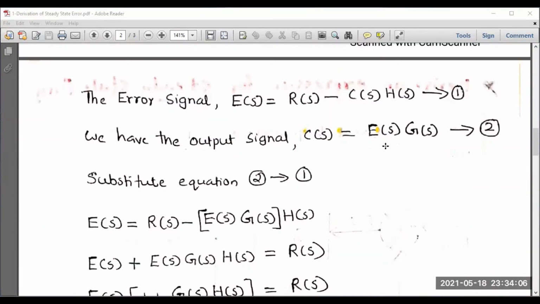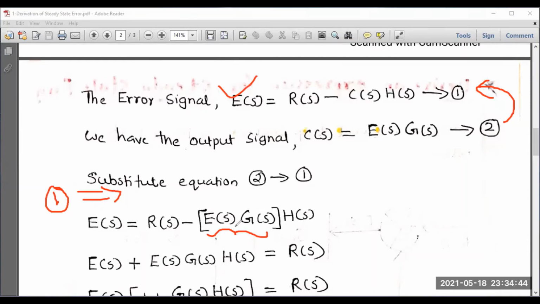I'll repeat again. So C of S equal to E of S into G of S. You can call it as equation number 2. Next, what you can do is substitute equation number 2 into 1. Where is equation number 2? Here equation number 2 is available. Then 2 should be substituted in 1. So equation 1 can be modified as: E of S equal to R of S minus, in spite of C of S, you are going to substitute E of S times G of S. Look here carefully: E of S into G of S into H of S.